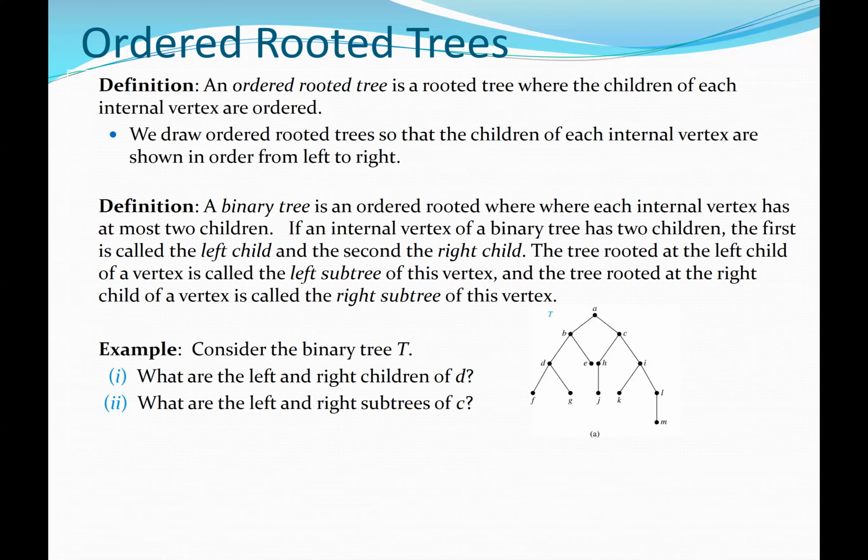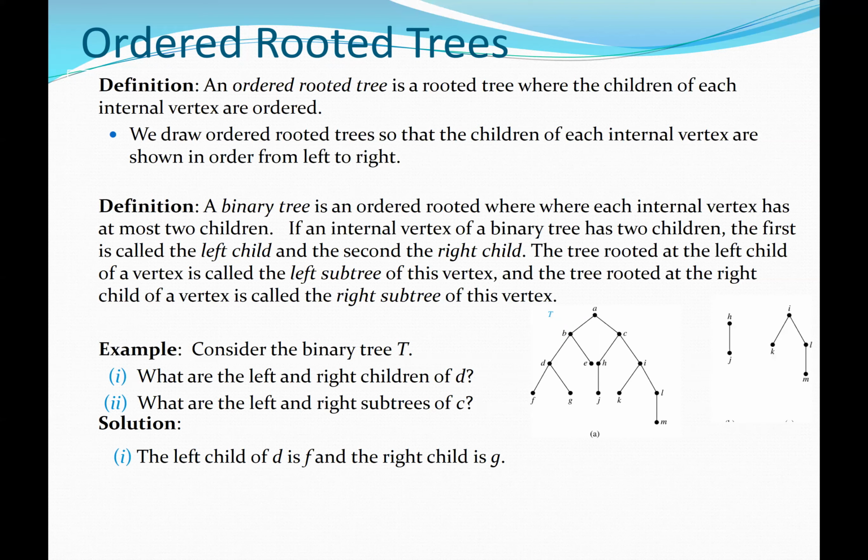All right. So suppose we have this graph. What are the left child and the right child of D? The left child of D will be F, and the right child of D will be G, right? And next one, what are the left and right subtrees of C? So where's C, right? The left subtree of C would be H and J, and the right subtree of C would be I, K, L, and M. There you go. So on the left hand side of C and on the right hand side of C, that's the answer for that.